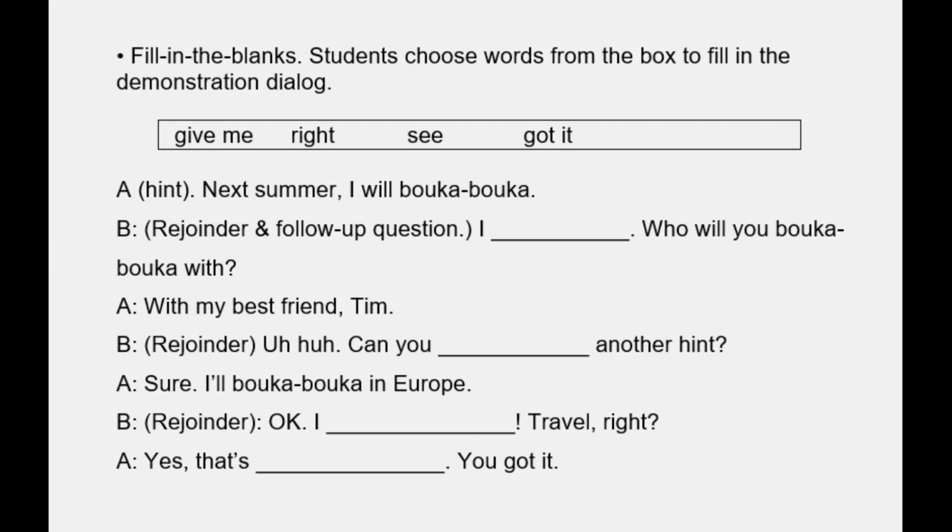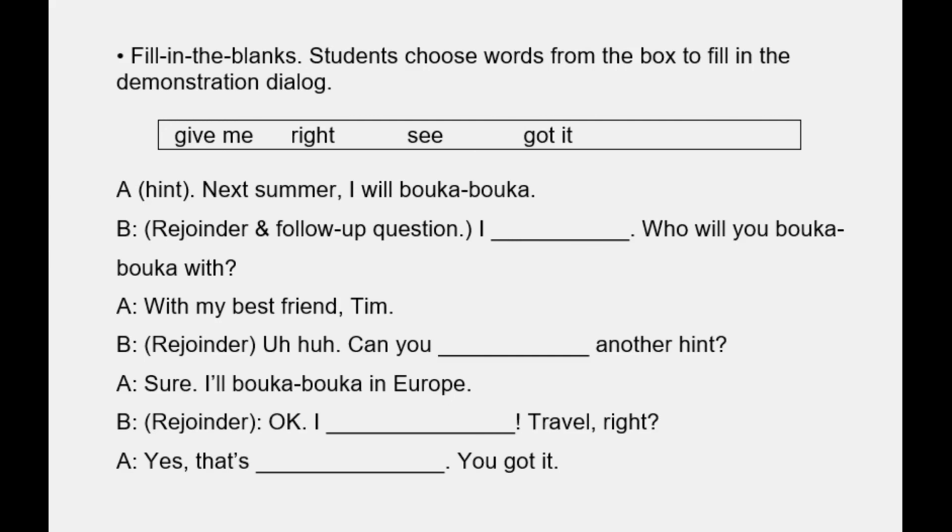I see. So student A starts and says, next summer I will Buka Buka. And if I were B, I'd say, I see. Who will you Buka Buka with? With my best friend Tim. Uh-huh. Can you give me another hint? Sure, I'll Buka Buka in Europe. Okay, I got it. Travel, right? Yes, that's right. You got it.